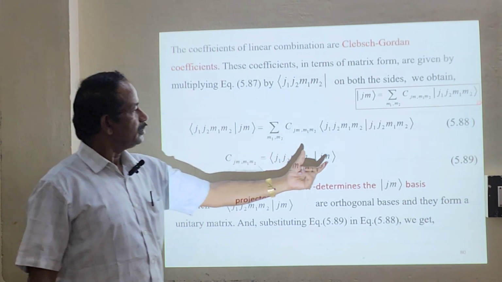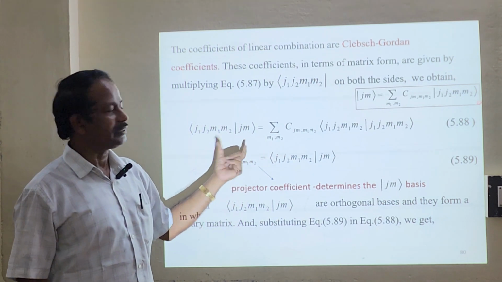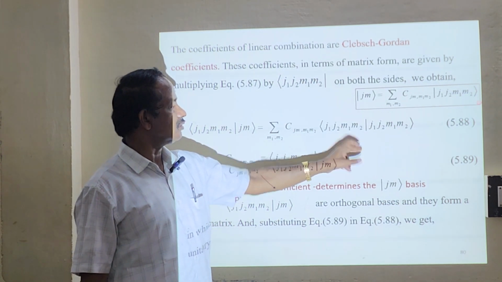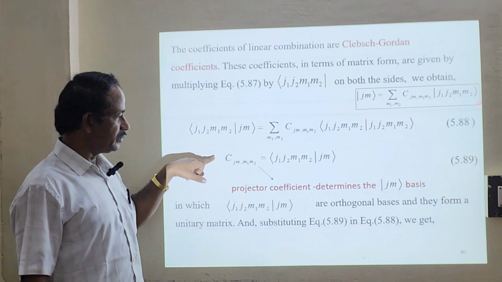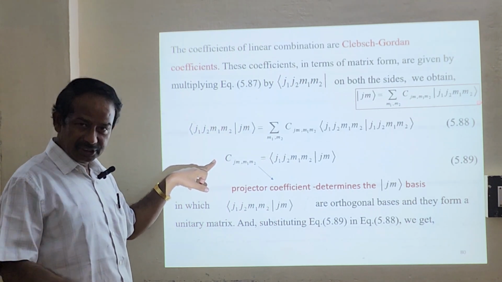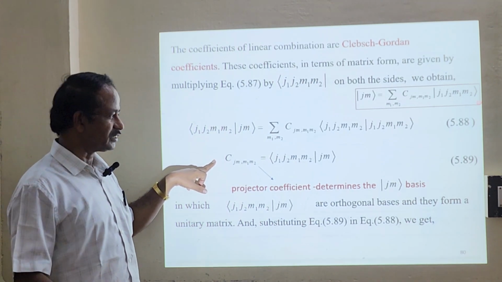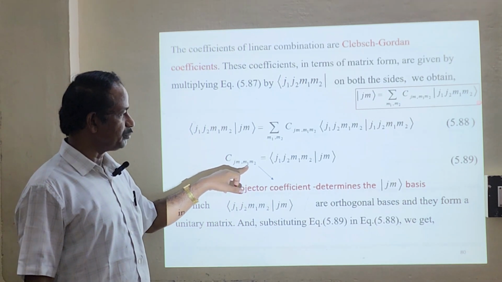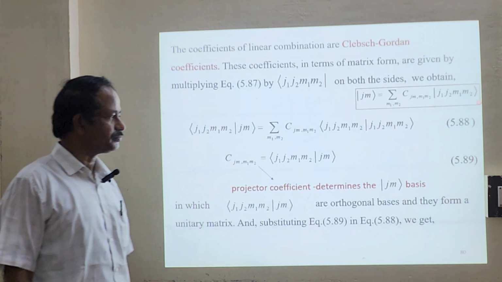So we will have this equation 5.88. And what is the answer for this one? This answer will be 1. So you can get the Clebsch Gordan coefficient, which is nothing but the projection vector coefficients, which is nothing but your C, J, M, M1, M2, given by this expression.